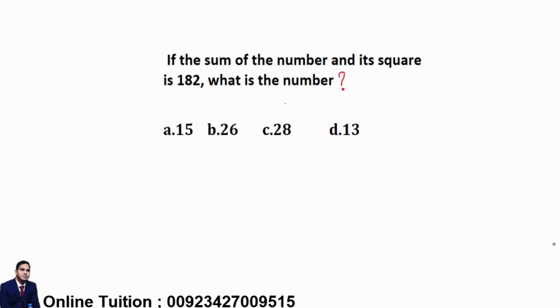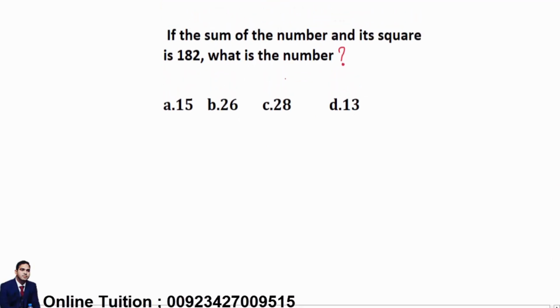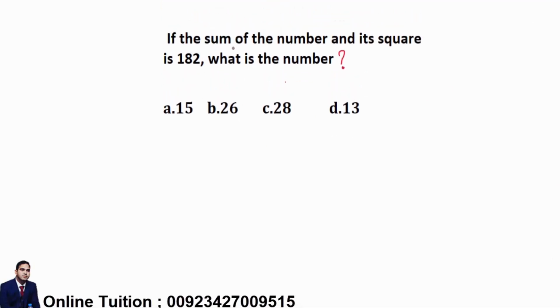Let's try to solve this question by making the mathematical statement. How to solve this number? Let's look at the question. If the sum of the number, this is the first part of the statement, and its square, this is the second part, is 182. These are three pieces of information which are given in the statement.